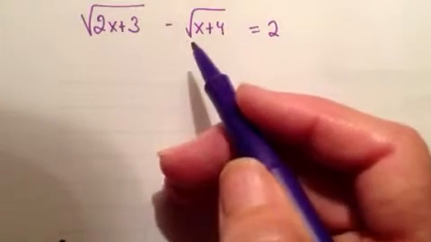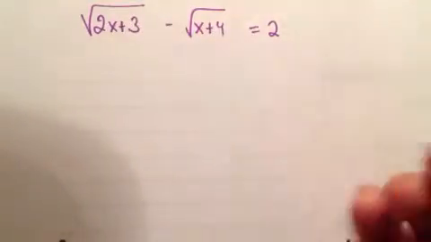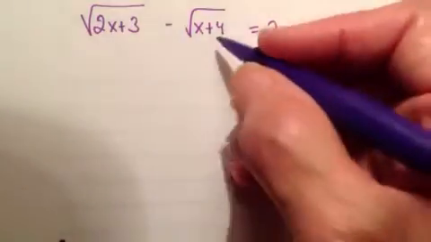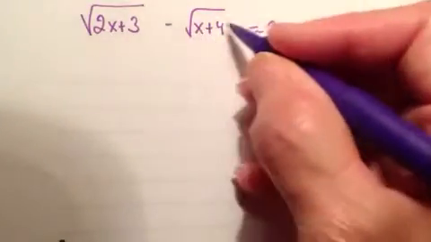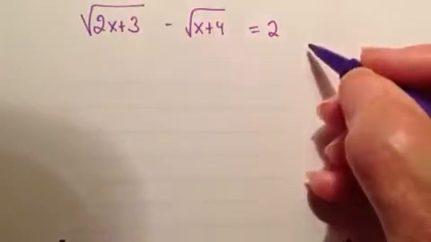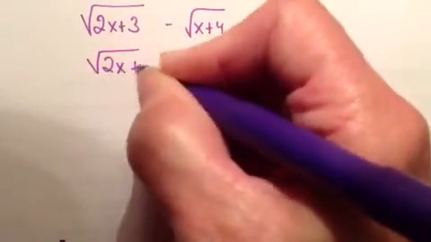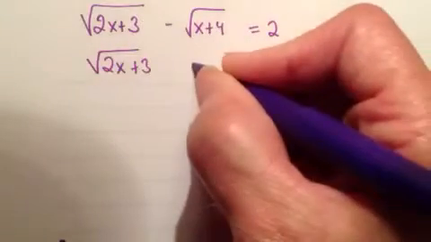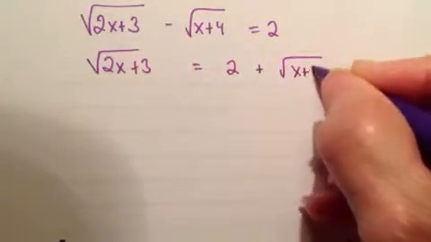I don't want to leave them on the same side because then I'm going to have a middle term that is a square root times a square root, and that's just ugly. So I can explain that to you later if you want. So what I'm going to do is take this negative square root of x plus 4 and just move it to the other side. So this side becomes the square root of 2x plus 3 equals 2 plus the square root of x plus 4.